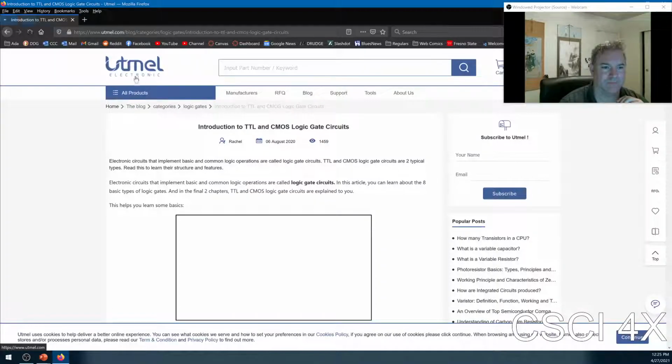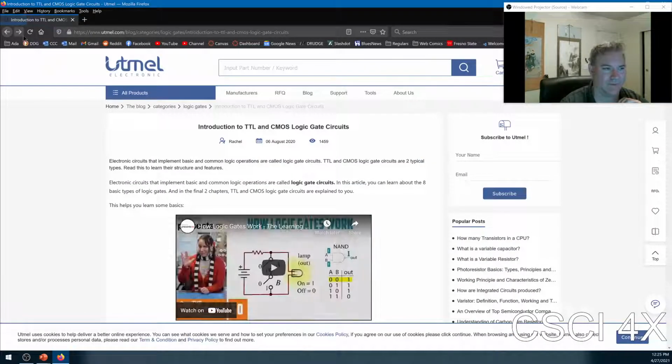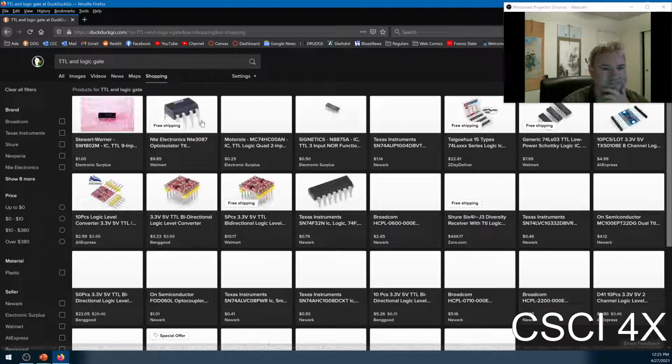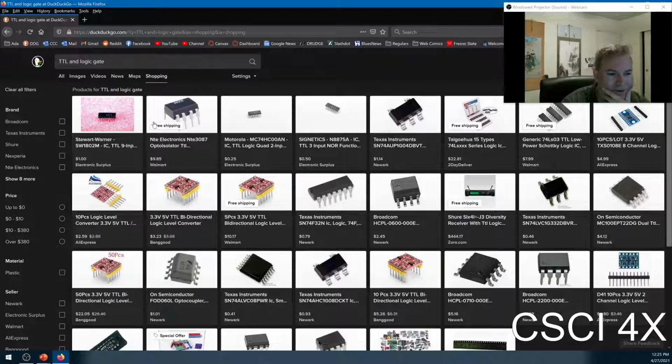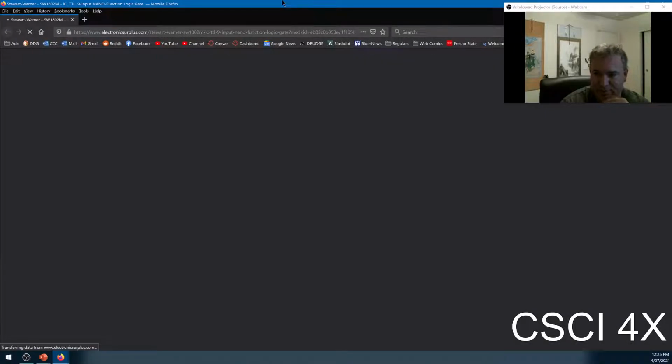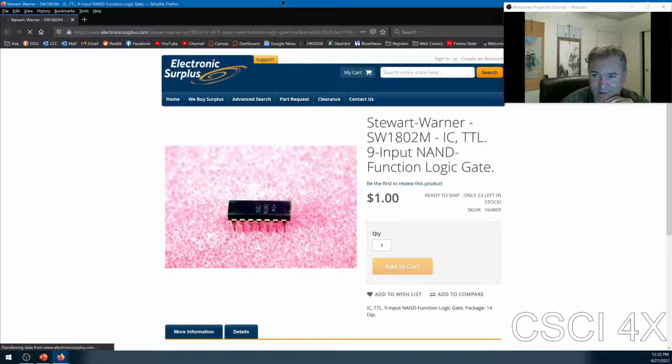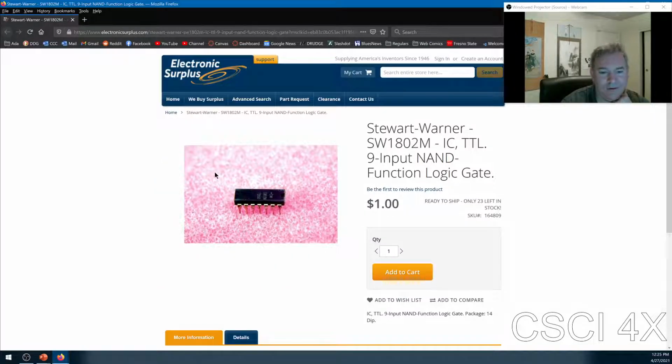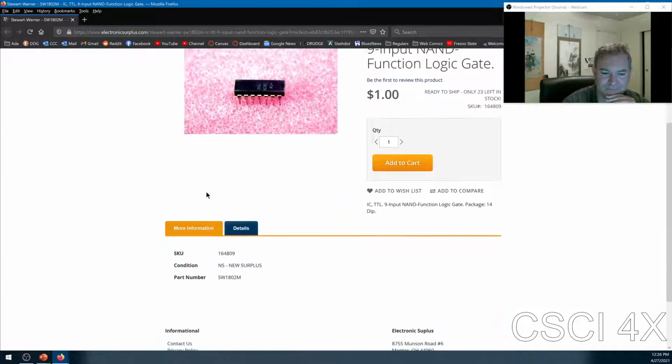Shopping. There we go. All right, so here is what a chip looks like. I guess we can talk a little bit about physical computing. So here's a little chip. Have you guys ever seen one of these things before, like just on its own, not on a motherboard or something?